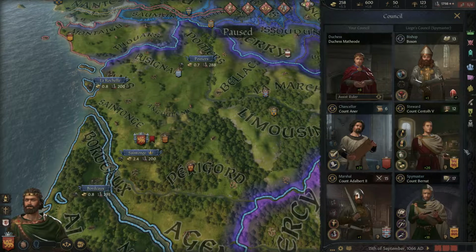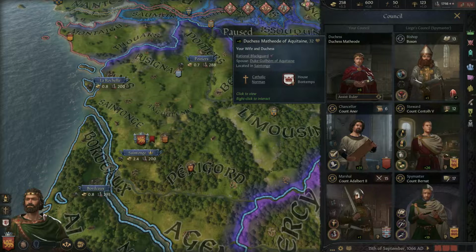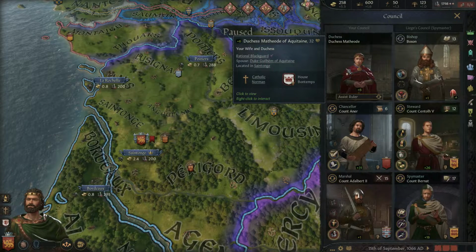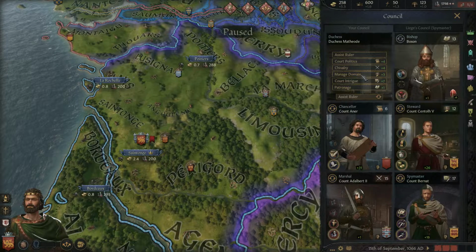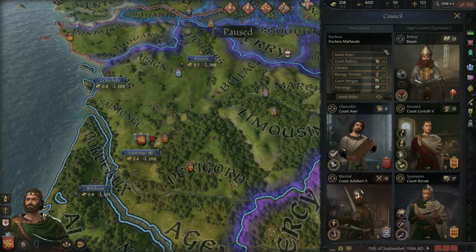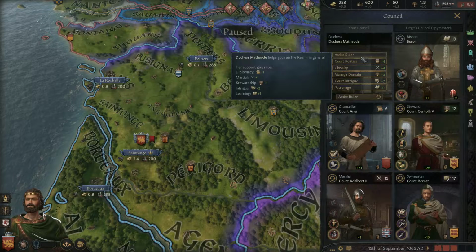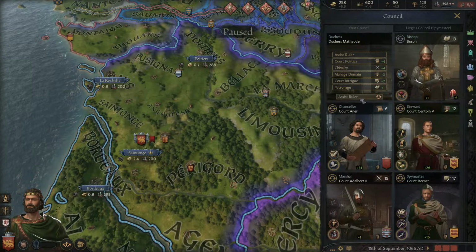This is again quite an important tab. Here you have your wife. When you're married, your spouse will always be on this council, and you can give them various roles. Depending on how good they are or how bad they are, they could really help you out or hinder you. And you can choose what they do. Assist ruler gives you a base of each, while you can specialize. I'll just give you these from each.